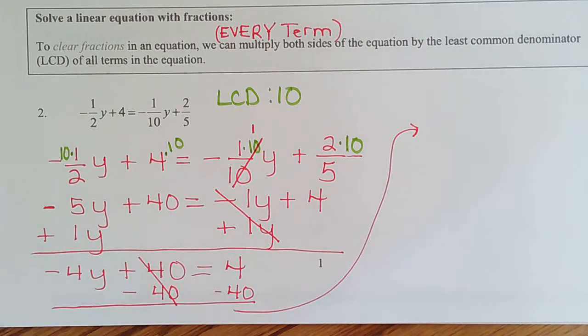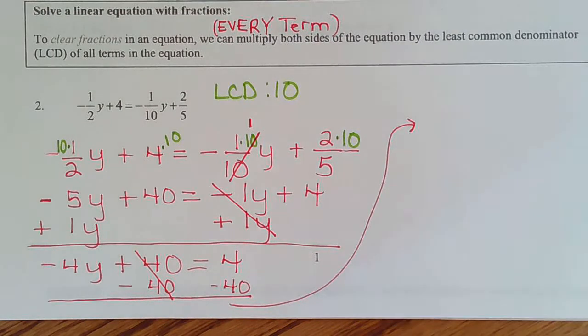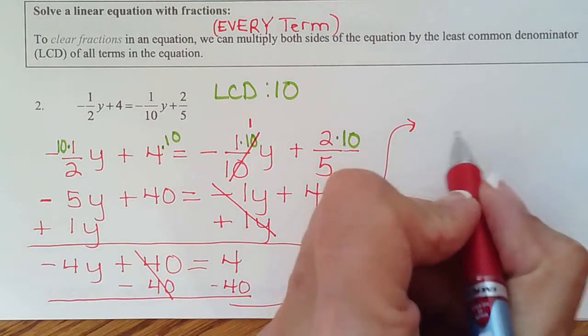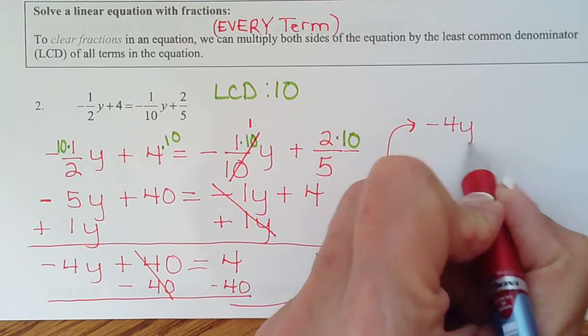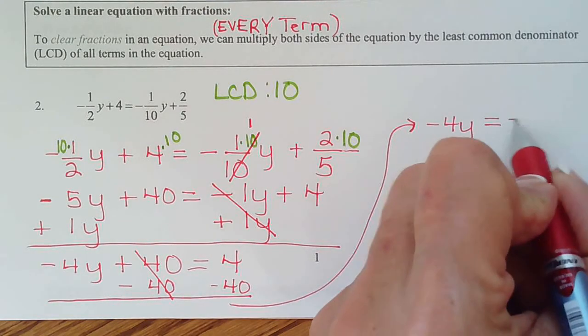So 40 minus 40 is 0. That's the whole reason we do the opposite, to get that to cancel. And I'm left with negative 4y equals 4 minus 40, which is negative 36.